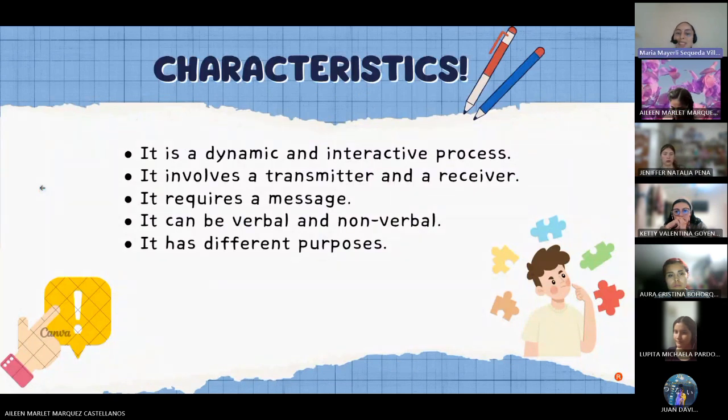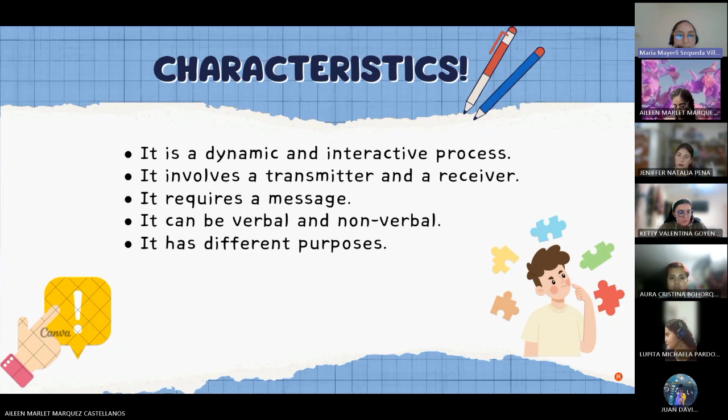Okay, now talking about the characteristics of speaking. The first one is that it is a dynamic and interactive process. When I speak with another person, it is an interactive process. It is dynamic and special, because I can exchange ideas with the other person. The second is that it involves a transmitter and receiver. For the process of speaking, I need two peers. For example, when I speak, I am the transmitter, and the person that listens to me is the receiver of the information.